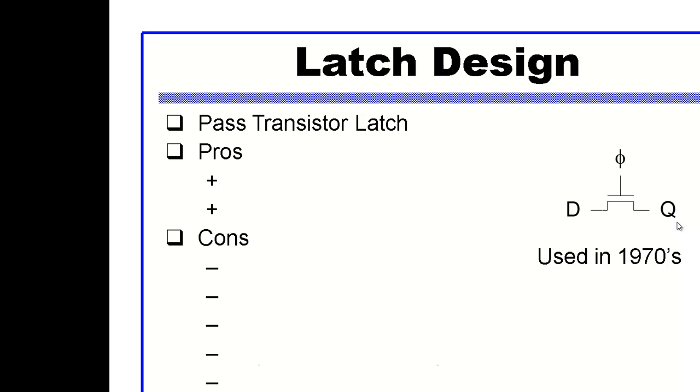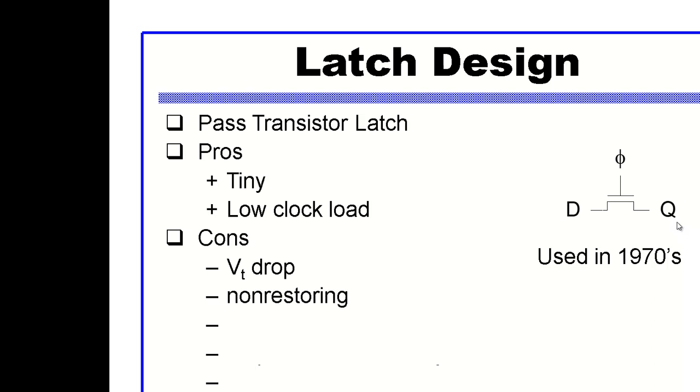So what are the advantages we see? The pros are that it is tiny, obviously, and it has low clock load. So clock loads are pretty much lower. That's the advantage that we have. But we have a plenty of drawbacks here. VT drops are there. You have realized it in the lab. So there is a VT drop, and it is not restoring.